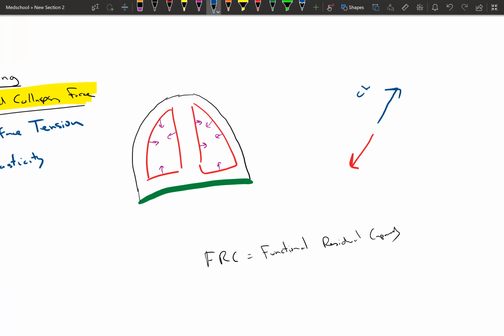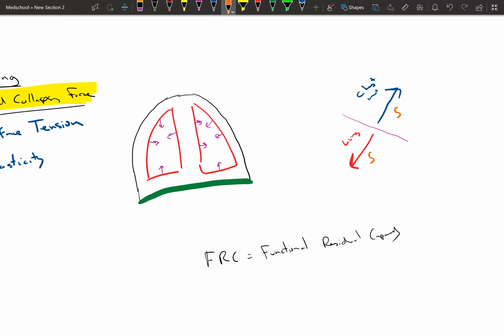So if this is the chest wall and the red is the lung, picture it as a tug of war. If you're pulling with 5 pounds of pressure this way, and the chest wall is pulling with 5 pounds of pressure that way, there's a balancing point. Do you all see that? That balancing point is right there.